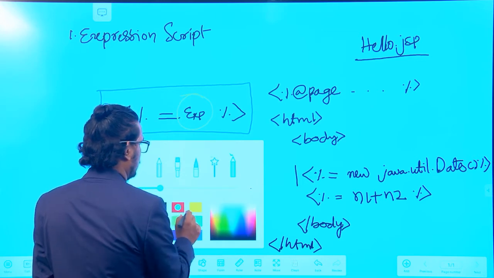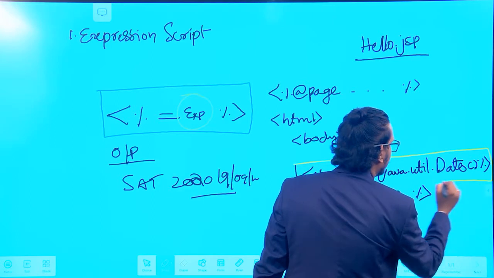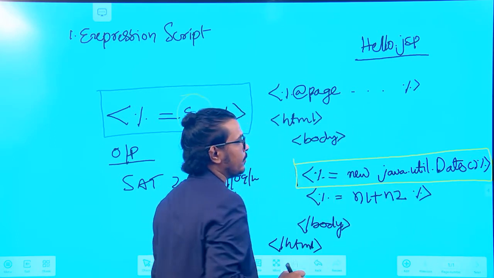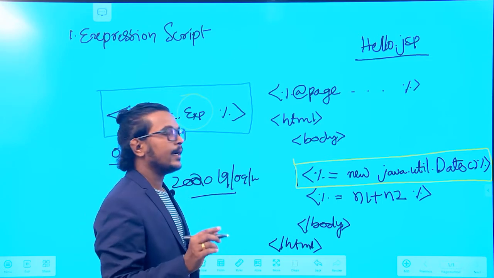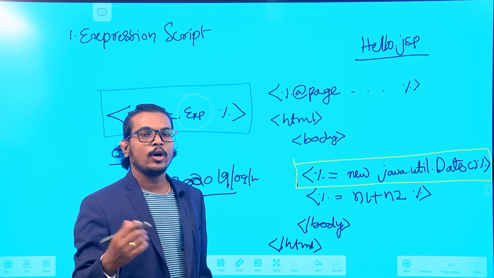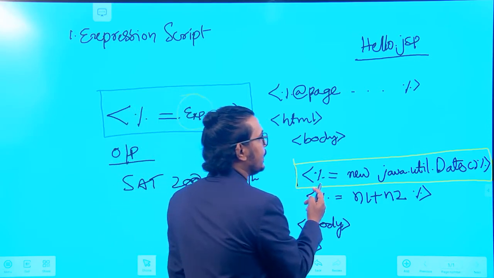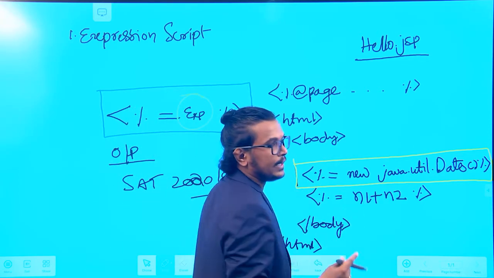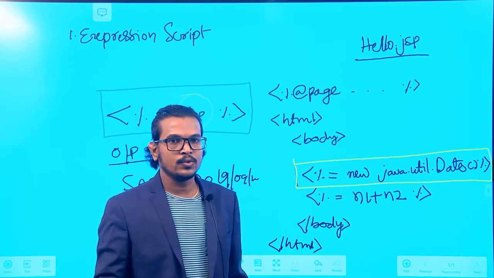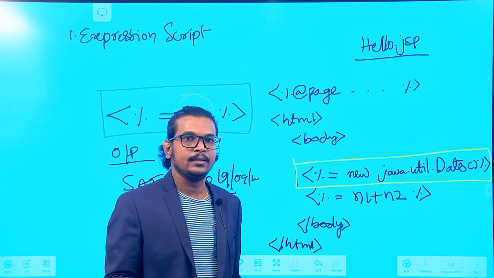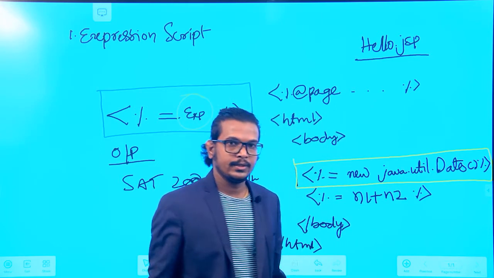Here we are directly printing this particular date object, or this particular information, in our web browser. Here we are not using any kind of out.println. We are not using all those things here. Directly it will generate the output and print on your web browser without using out.println.